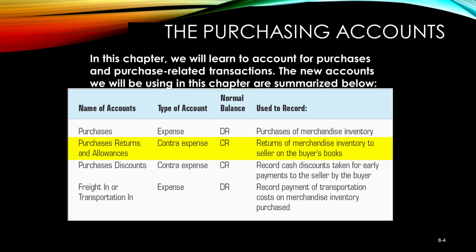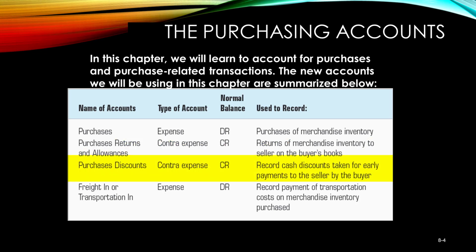Next up is purchases, returns, and allowances. When a business returns merchandise to a vendor, it makes an opposite entry to that of a purchase. But instead of crediting the purchases account, a credit is made to the purchases, returns, and allowances account. It is a contra expense, and it will keep track of all the merchandise returns that a business makes. Because it's a contra expense, it has a normal balance of a credit. Eventually, you will see that just as we did in the last chapter, these contra accounts will pull the main purchase account down.